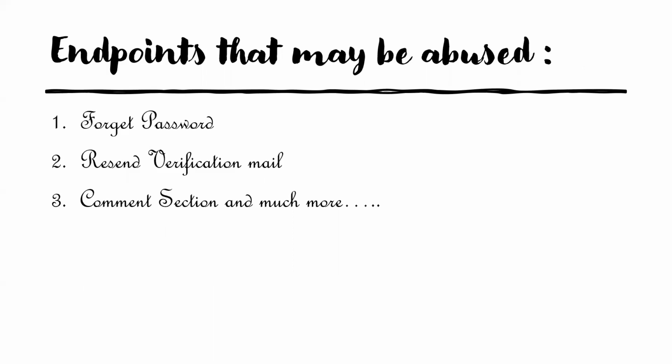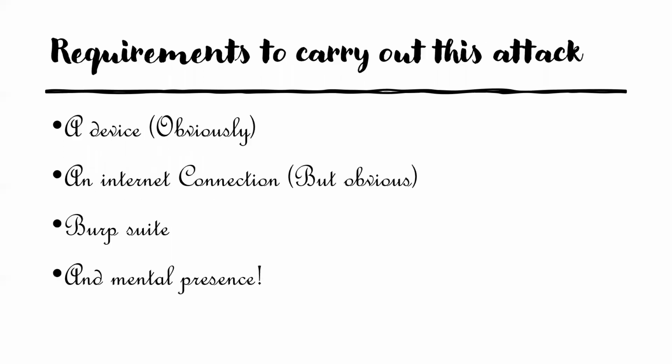So there are basically three main endpoints that we can abuse using the rate limit attack. First is the forget password, which is everywhere on every login page. Second is send verification mail, and third is the comment section. Now these three are the major ones, but according to your creativity, you can find more. So bug bounty and hacking is all about creativity. What others can't see and what you can see makes a lot of difference. So today we'll be taking forget password as our endpoint.